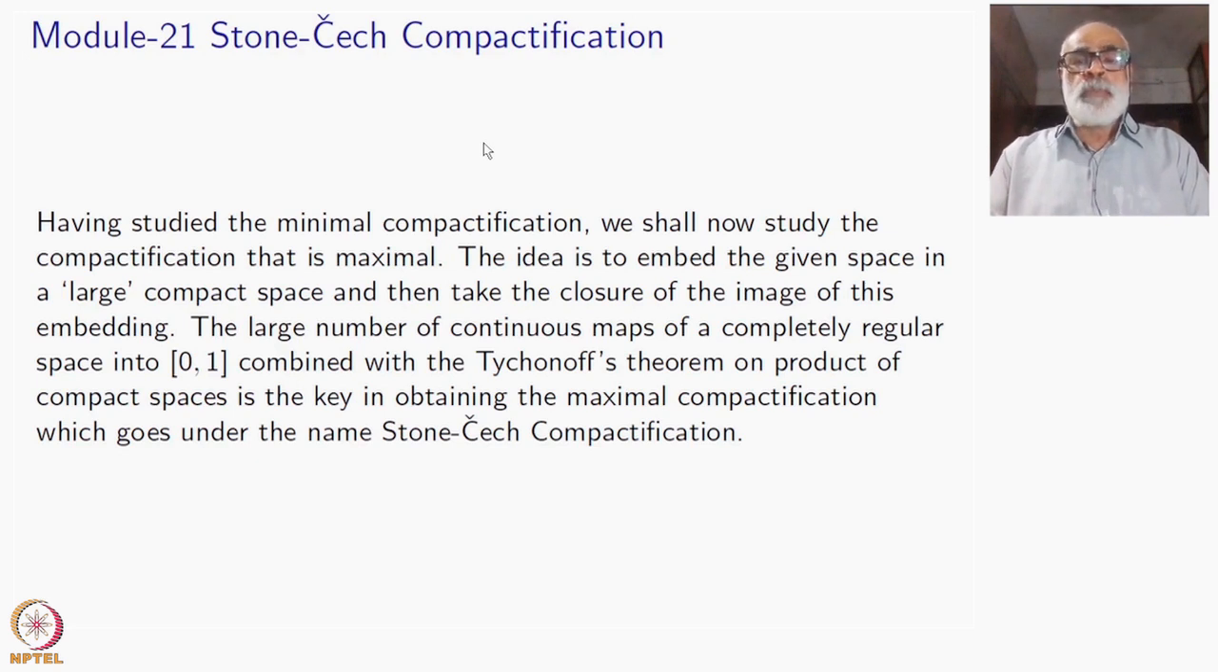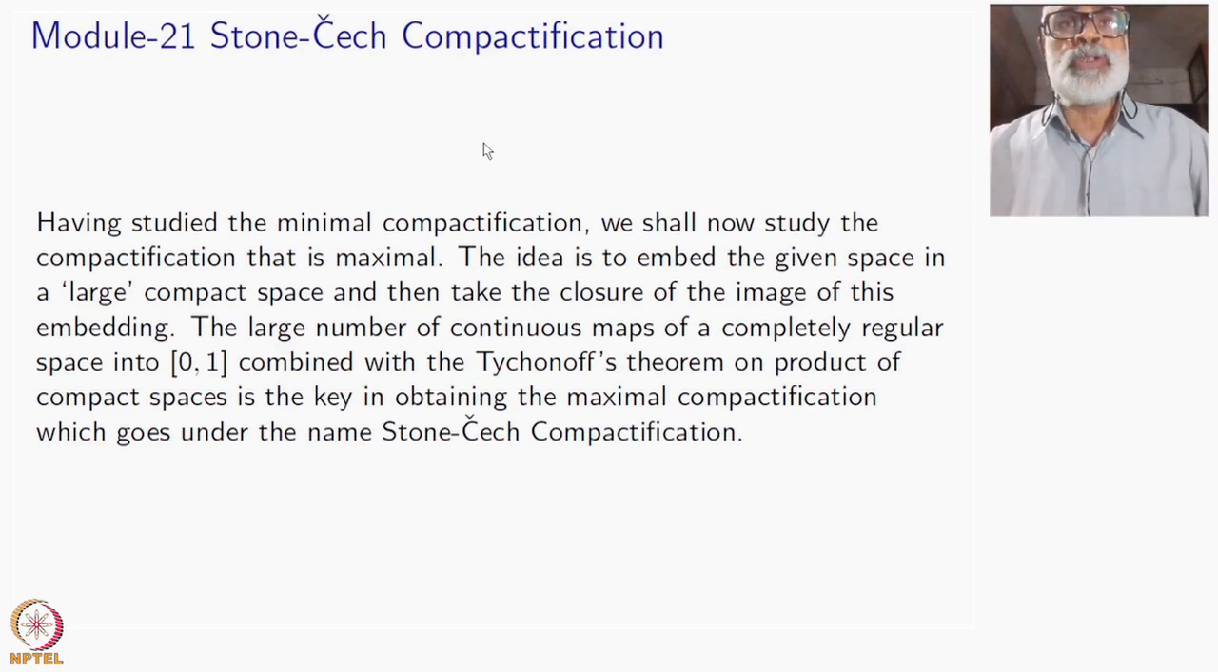Having studied the minimal compactification, namely the Alexandrov's compactification, we shall now study the compactification that is maximal. The idea is to embed the given space in a large compact space and then take the closure of the image of this embedding. The large number of continuous maps of a completely regular space into the closed interval 0, 1, combined with Tikhonov's theorem on product of compact spaces, is the key in obtaining this maximal compactification, which goes under the name Stone-Cech compactification.